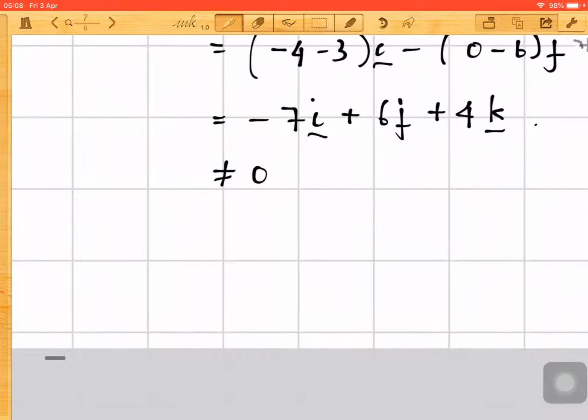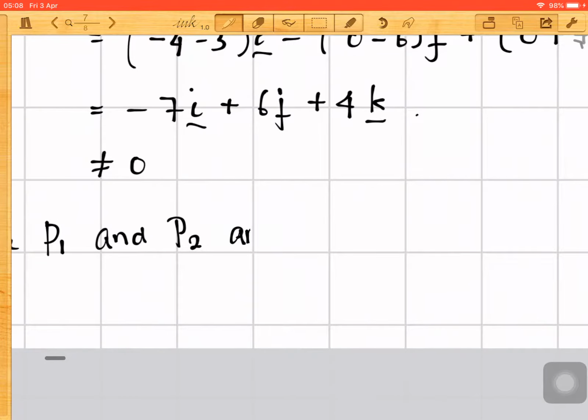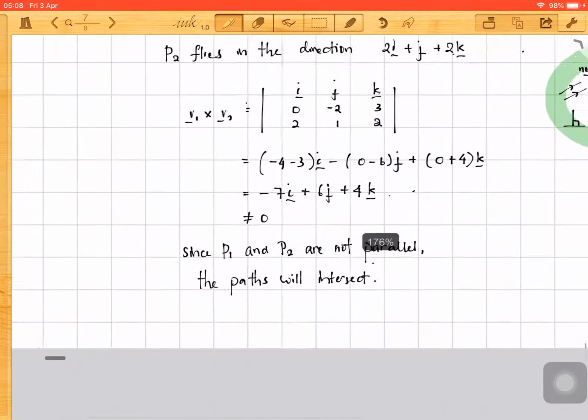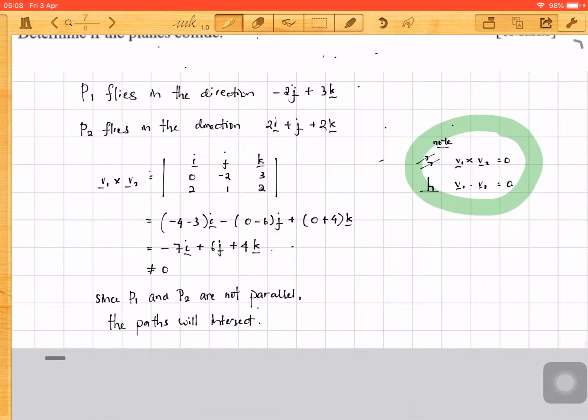So you say since P1 and P2 are not parallel, the paths will intersect. Alright.